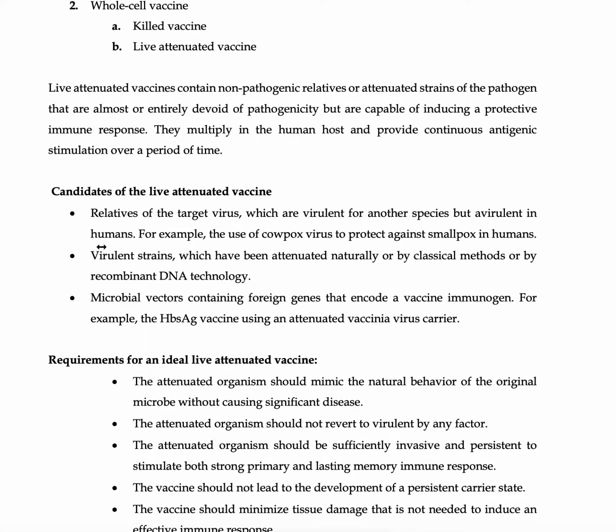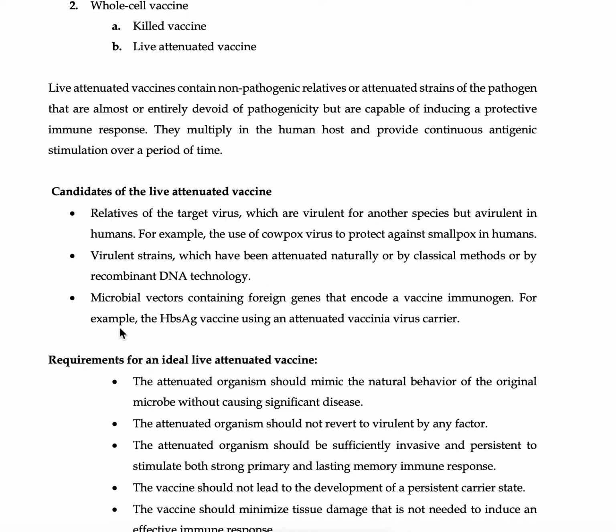Also we can use virulent strains which have been attenuated naturally or by classical methods or by recombinant DNA technology. That means we can use attenuated virulent strains as a vaccine. And that attenuation can be done naturally, or by using some classical approach, or the modern recombinant DNA technology.